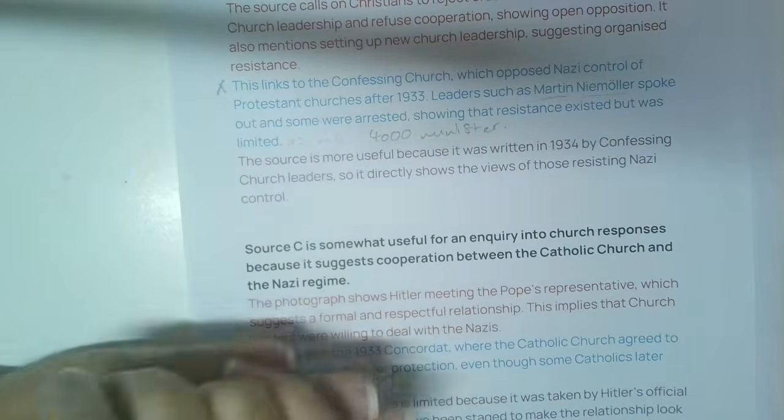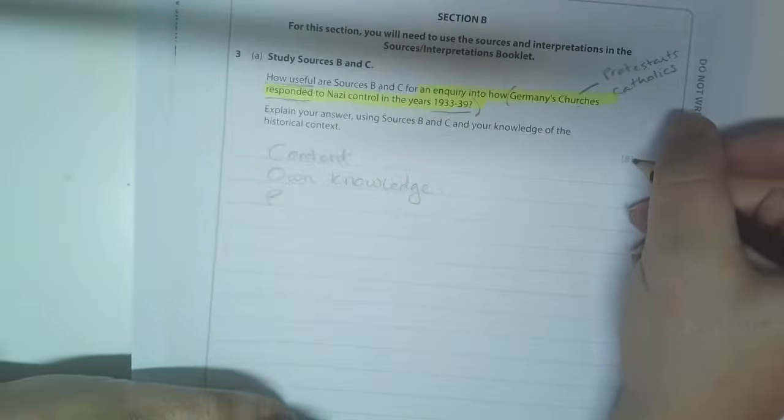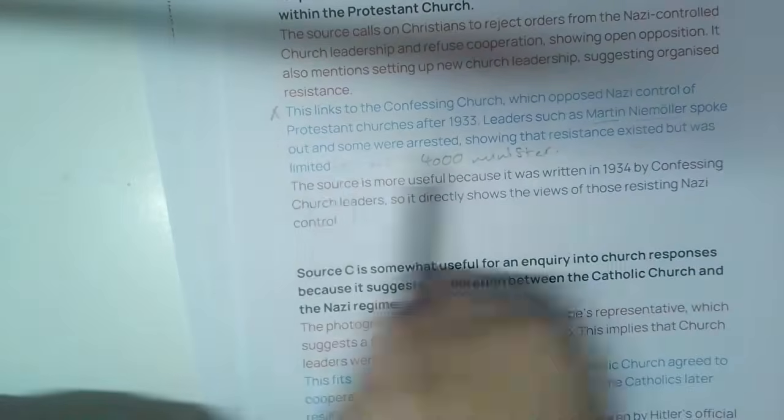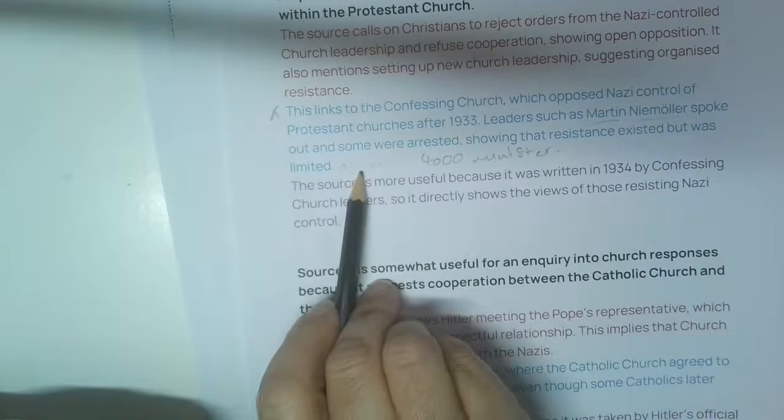No, this is the 8. Okay, this is the 8 marker, guys. This is question 3A. So this is the 8 mark question. Thank you. Good question. This is the 8 mark question. So you should spend about 15 minutes on this question. This is the how useful question.